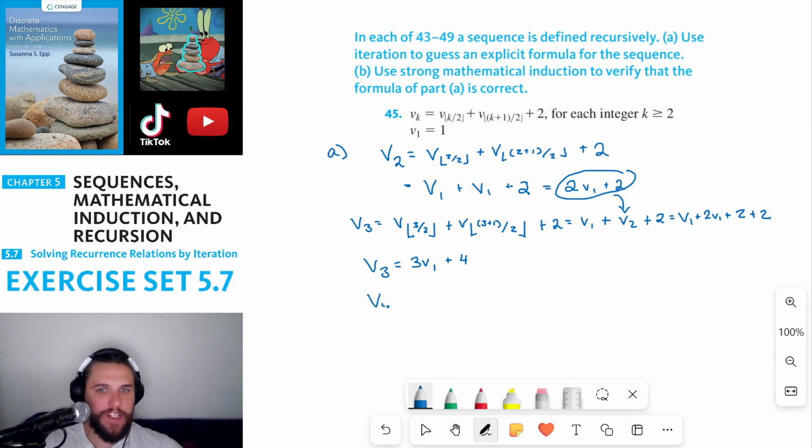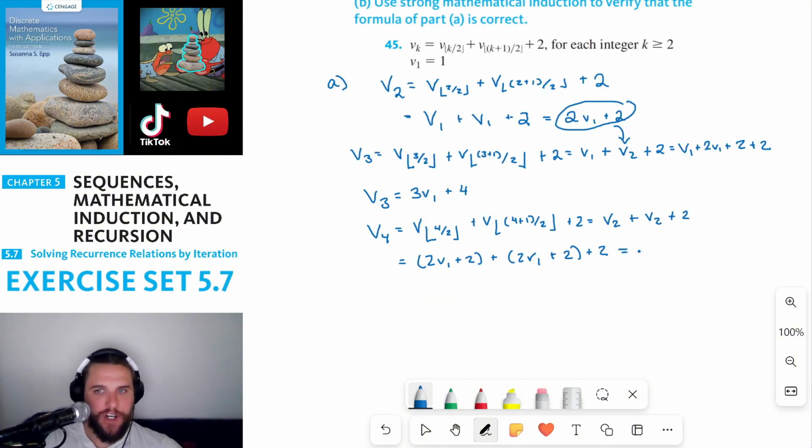Now let's evaluate v sub 4. According to the recursive definition, this is v sub the floor of 4 over 2 plus v sub the floor of (4 plus 1) over 2 plus 2, which is v sub 2 plus v sub 2 plus 2. v sub 2 was 2 times v sub 1 plus 2, so we can replace these v sub 2's with that expression, and then we can combine like terms. This simplifies to 4v sub 1 plus 6.